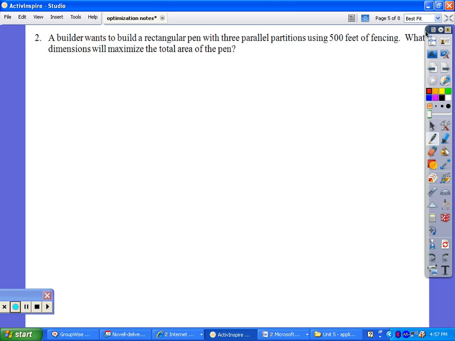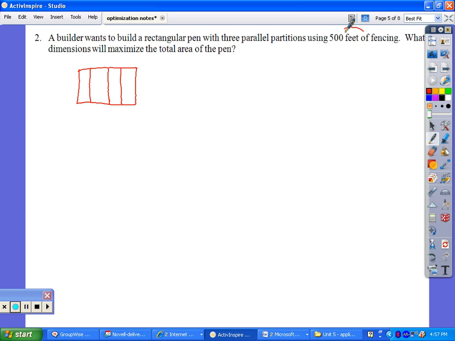Okay, so we're going to do one more example, and there's a few more examples on here if you want to try, and then there's some in your textbook that you're supposed to try for homework as well. Okay, so for this, we have a builder who wants to build a rectangular pen. So I'm going to draw a rectangular pen, and they want to partition it 3 times. So I'm going to have 3 parallel partitions, and we have 500 feet of fencing.